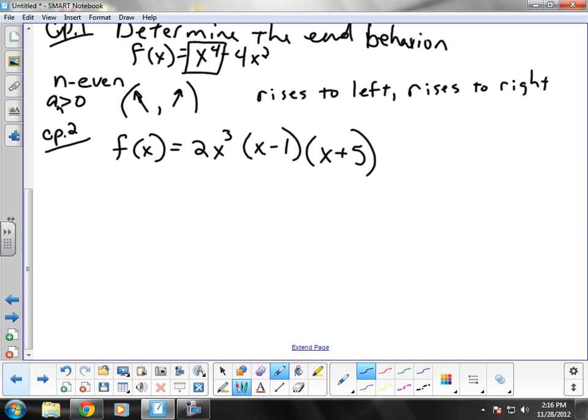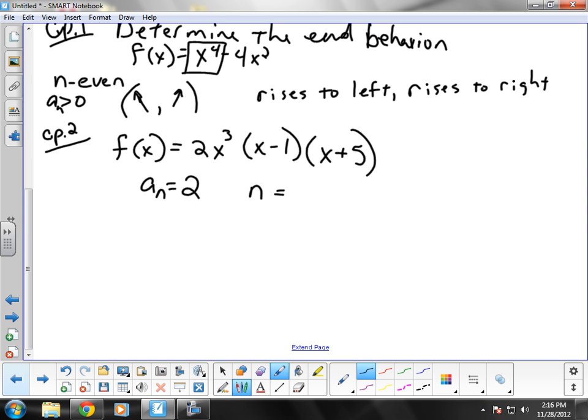So number 1 on all of these terms here that are the leading terms, that's a 2, a 1, and a 1. So when I multiply that together, a sub n is 2, right? Everybody get that? I just took the numbers in front of the x's because that's going to give me my leading term. Multiply it all together. Now I need to know if n is even or odd.